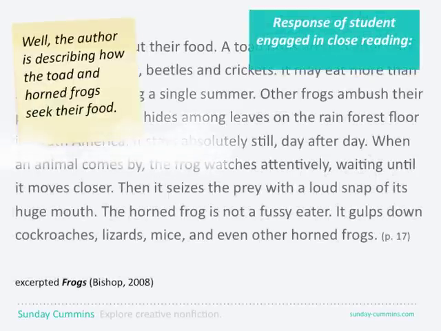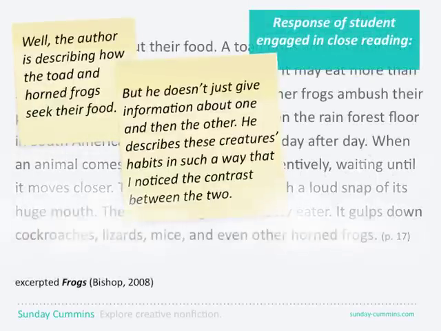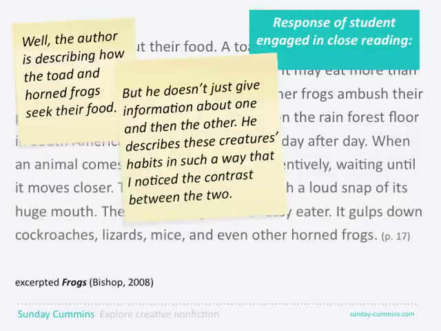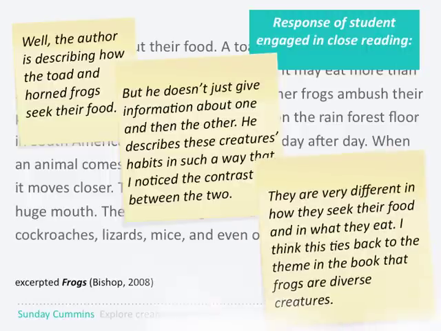Well, the author is describing how the toad and horned frog seek their food. But he doesn't just give information about one and then the other. He describes these creatures' habits in such a way that I notice the contrast between the two. They are very different in how they seek their food and in what they eat. I think this ties back to the theme in the book that frogs are diverse creatures.